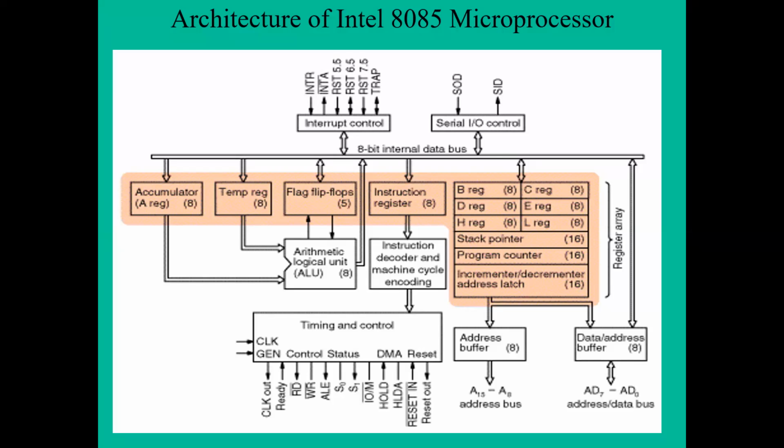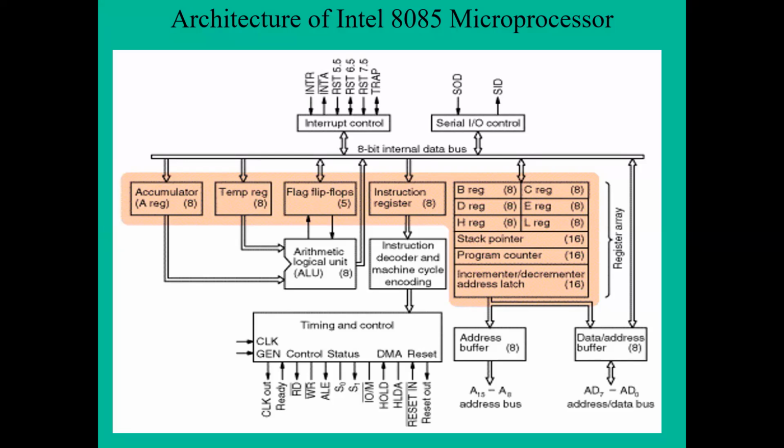Okay, in other words, this register is used to sequence the execution of the instructions. After execution of every instruction, the content of the memory location indicated by the program counter is moved to the instruction register, and the program counter is loaded with the next address.